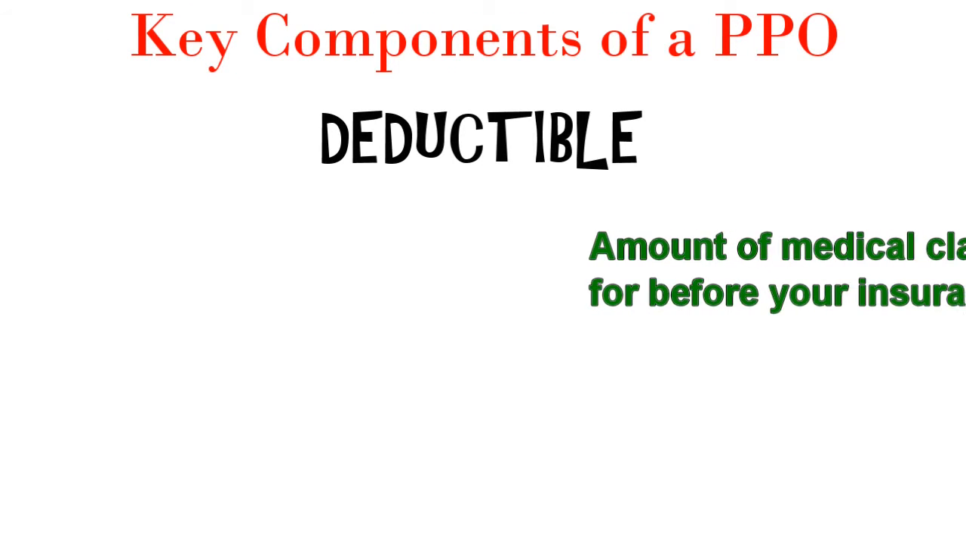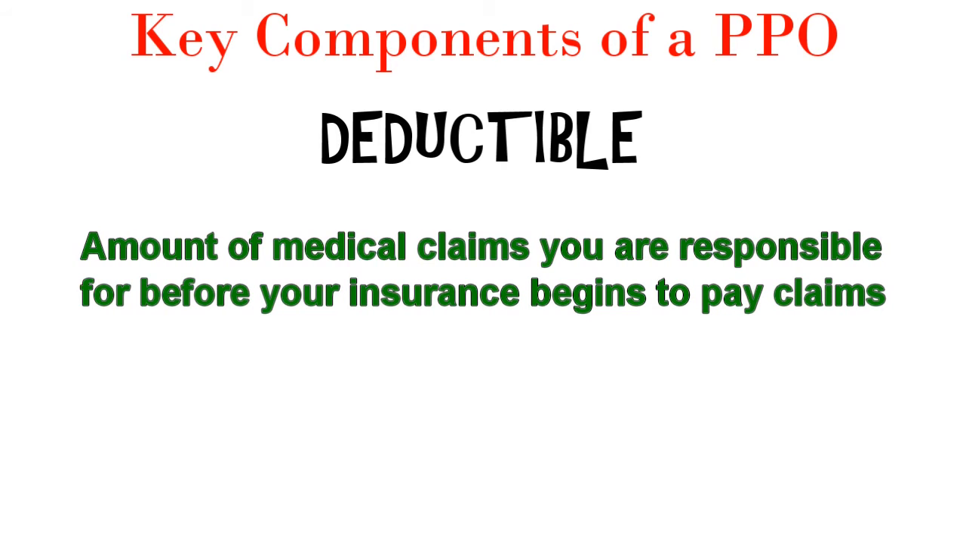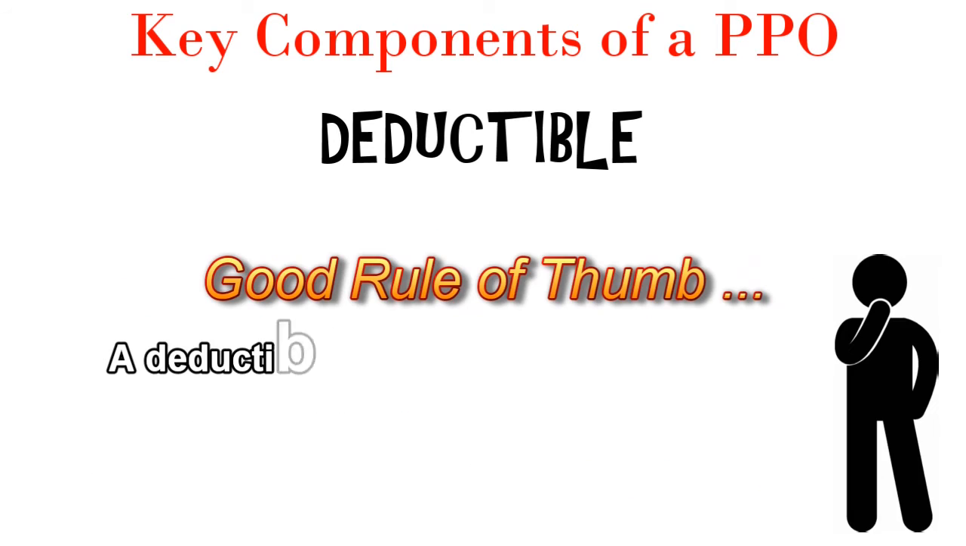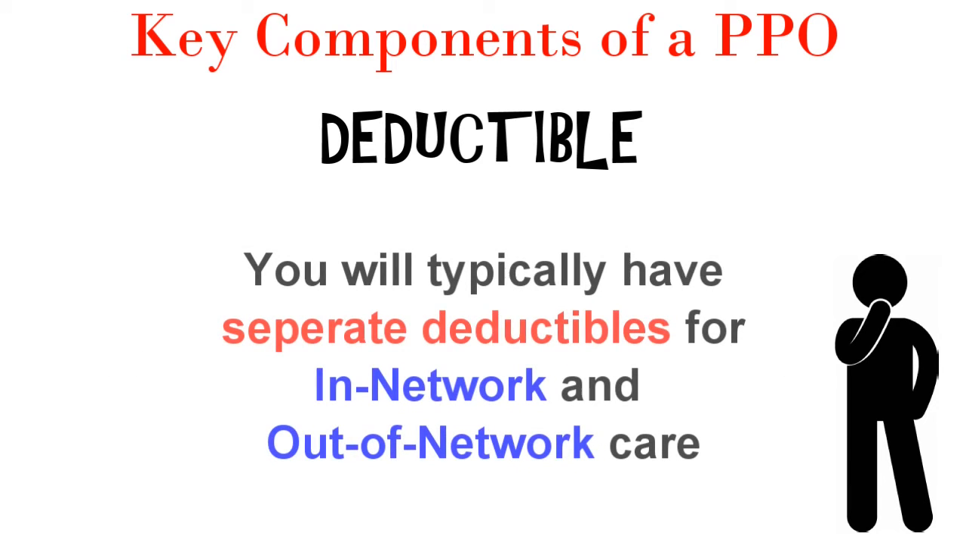An annual deductible is the amount of money a member must pay for certain services before the health plan itself begins to pay for those same services. Most commonly, a deductible is applied to hospital services. A good rule of thumb is that a deductible would apply to any treatment not performed in a doctor's office. You should also be aware that a member would likely have separate deductibles for in-network and out-of-network care.